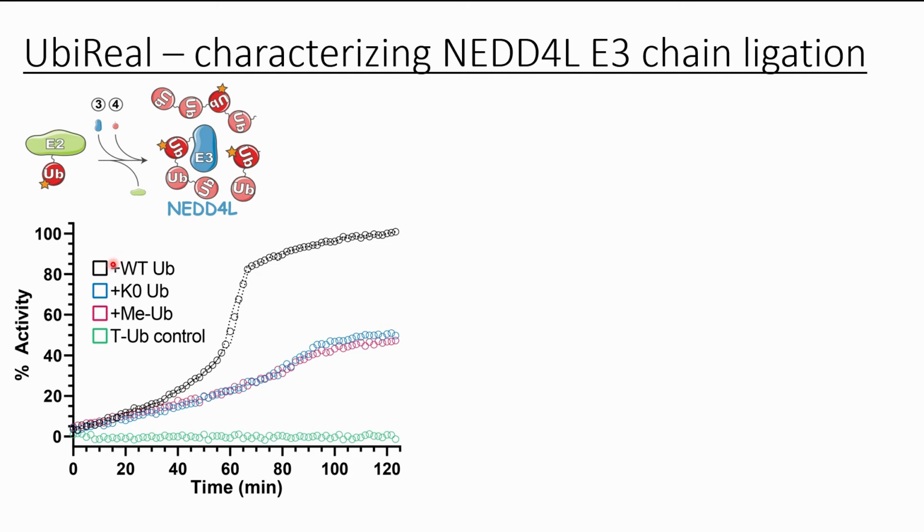And when we used NEDD4L and gave it a wild type ubiquitin, we would generate 100% of our signal here. And if we use that K0 or lysineless mutant, which can only support monoubiquitination of the E3, we then get a signal of around 50%. And the same thing with this methylated ubiquitin, which also has all of its lysines as well as its methionine chemically altered so it can't support polyubiquitin formation, we get about the same signal. And down here, I'm just showing you the control of the fluorescently labeled ubiquitin by itself.